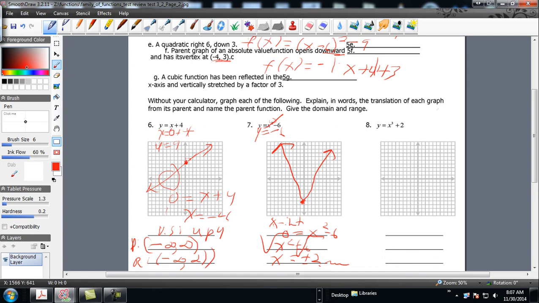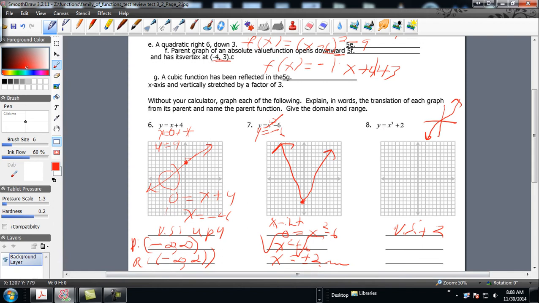Y equals x cubed. Do your quick sketch. Let's undo that real quick. That quick sketch looks something like this. Right? Keep the curves. Got it? You know you're going to have a vertical shift of 2 up.